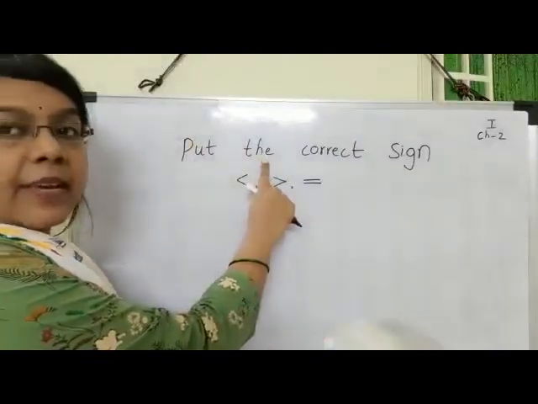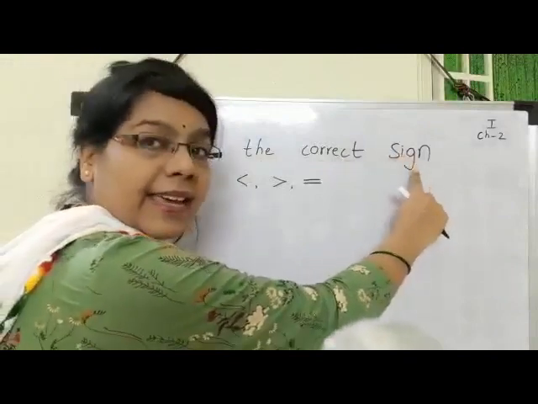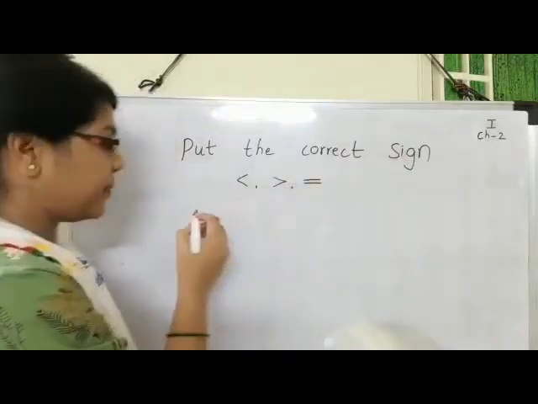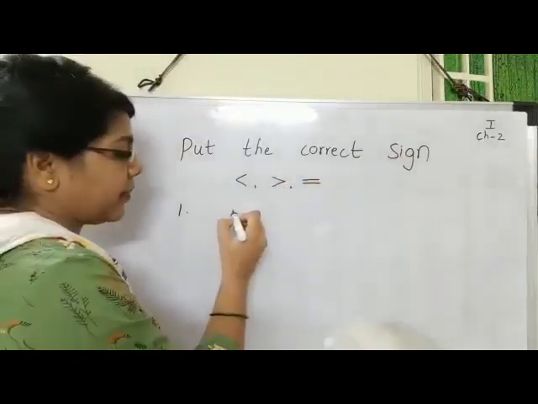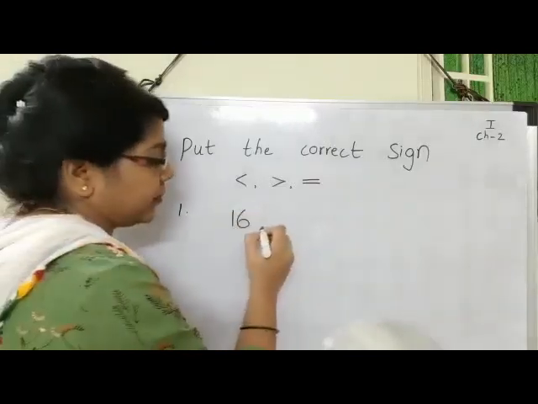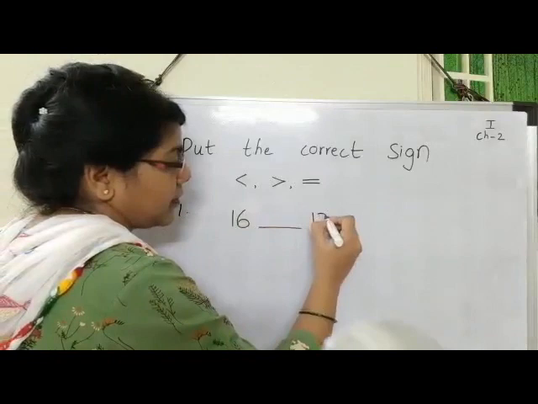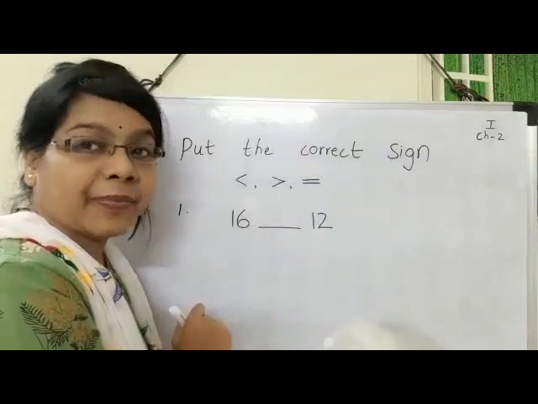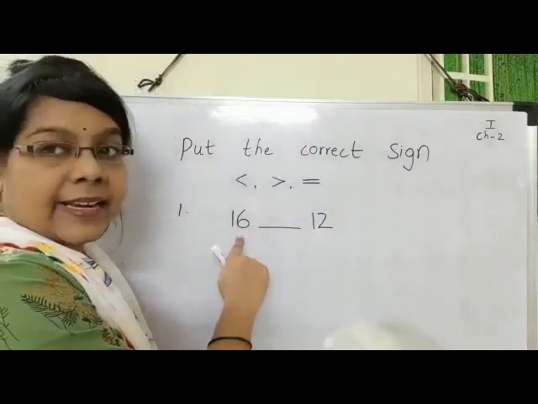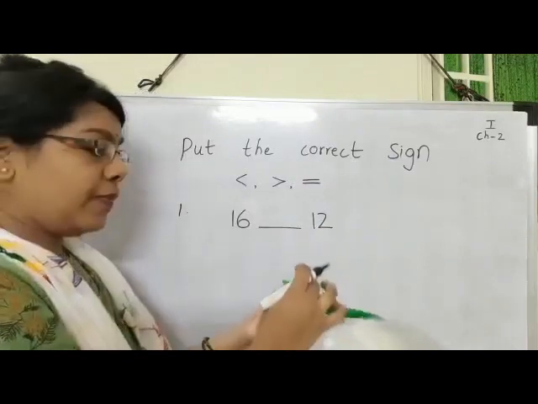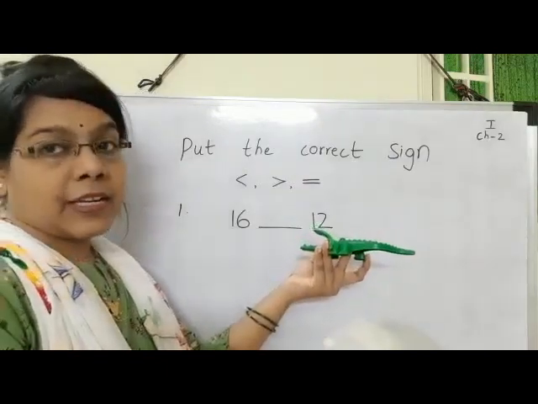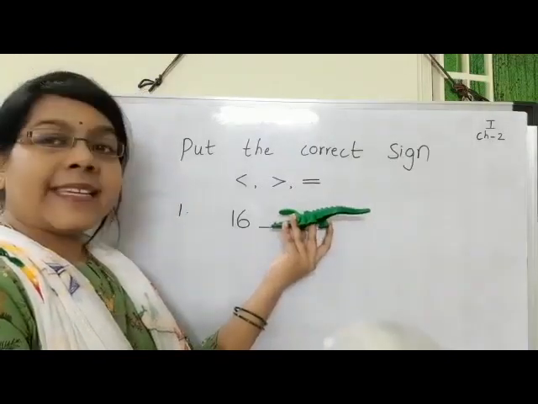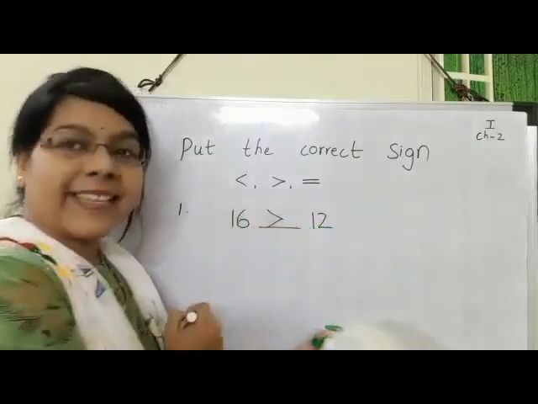Put the correct sign. This or this or this. See here. 16, 12. Which is greater number? 16 or 12? Right. 16 is greater than 12. So, this crocodile is always hungry. It always wants to eat more and more. So, its mouth is open towards 16. This sign.